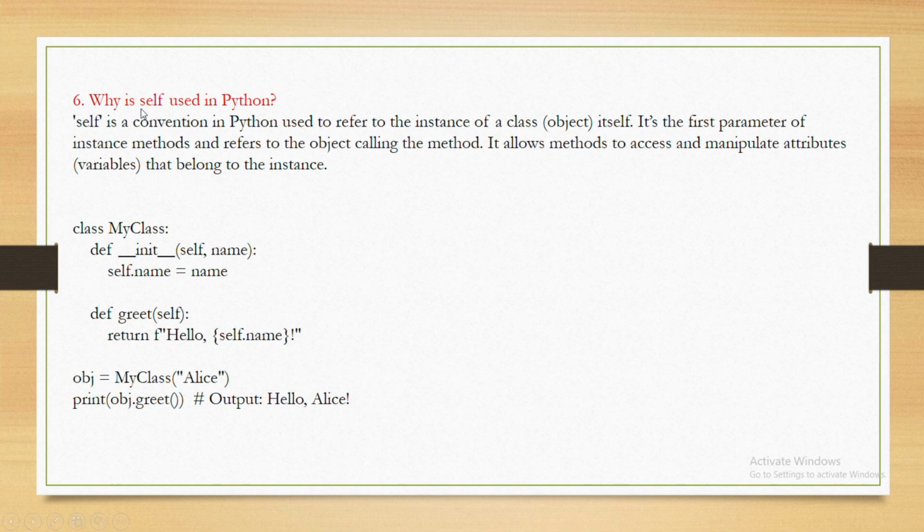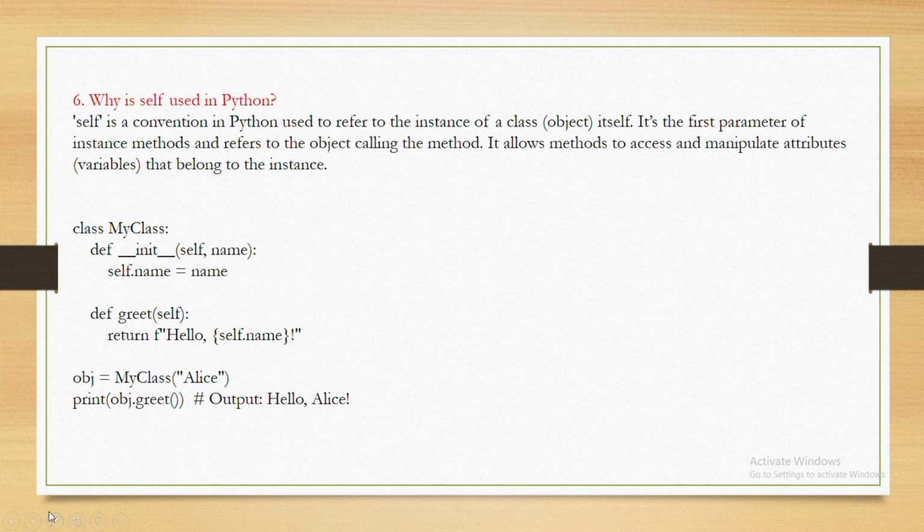The next question we have is, why is self used in Python? This self keyword that I told you points to the object of the particular class. And why is it used in Python? Now we are going to understand. Self is a convention in Python used to refer to the instance of that class, or the object of that class itself. It is the first parameter of our instance method and refers to the object calling the method. It allows the method to access and manipulate the variables that belong to that particular instance.